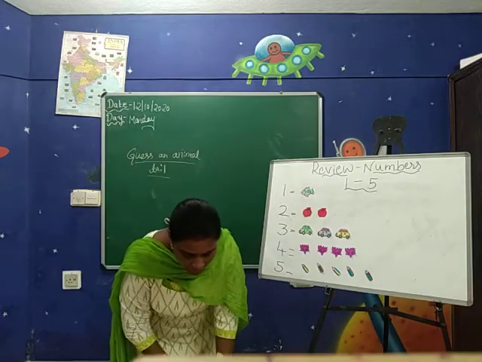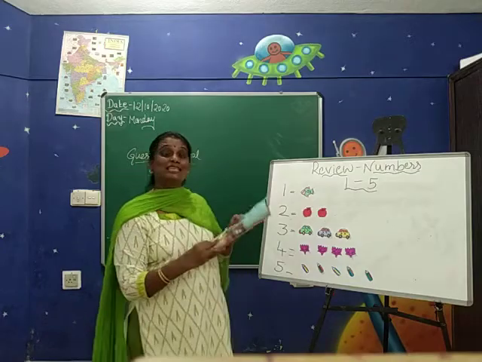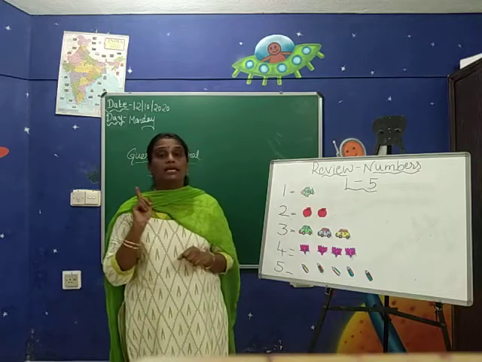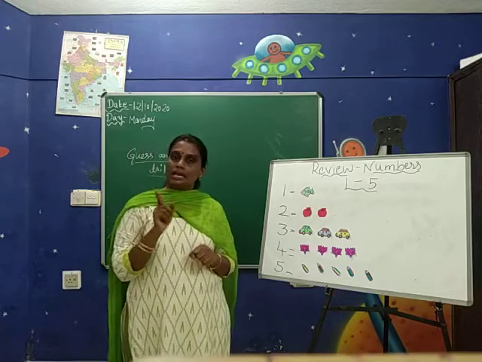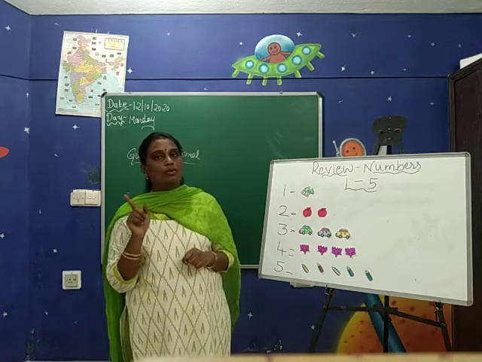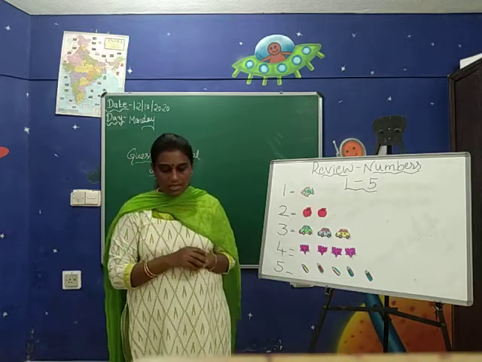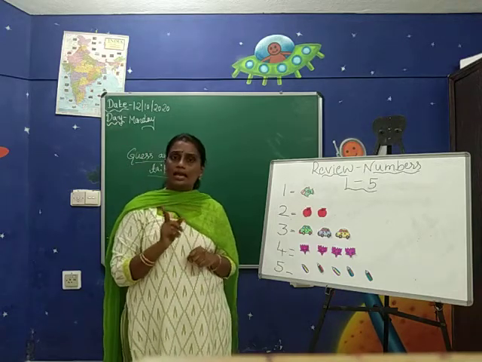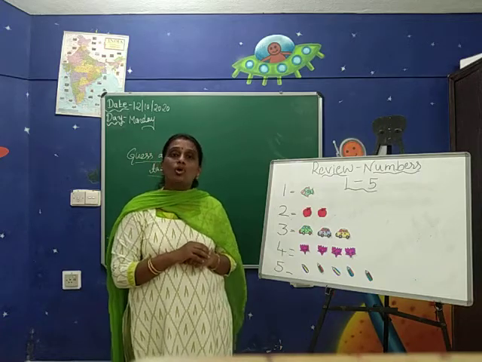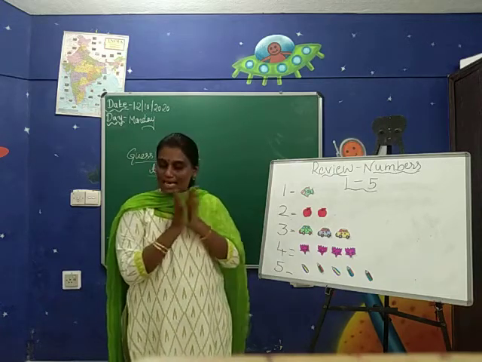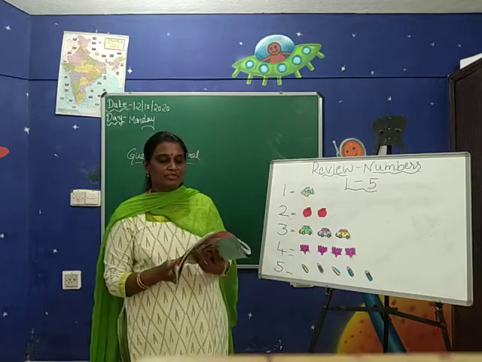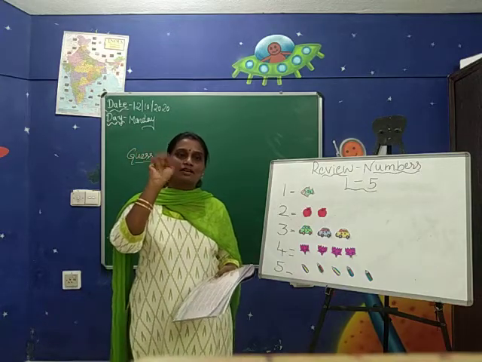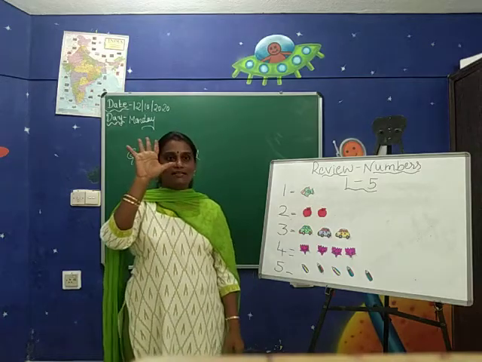Yes, very good children. Next, we'll go to the ABC song. Page number 7, open. Yes, ABC. Shall we sing five little monkeys?